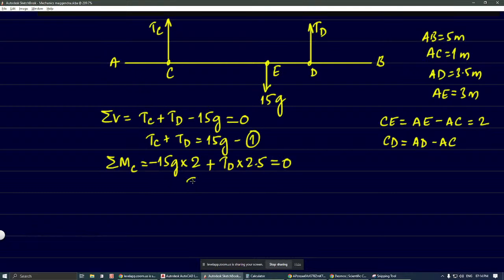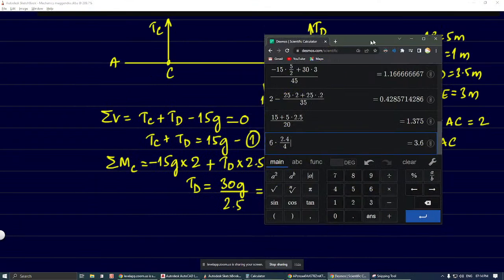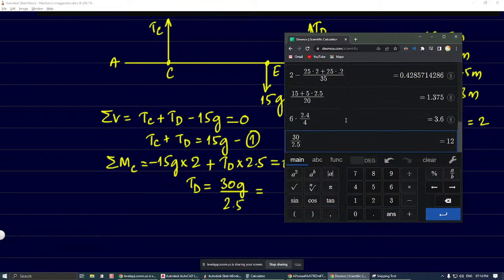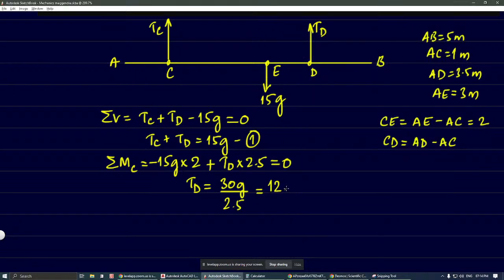So we have to find the value of TD. TD is 15 times 2, that is 30g. On the other side it becomes positive, divided by 2.5. So what do we get? 30 by 2.5 is 12. So I'll just write it in terms of g, 12g. Then TC will be 15g minus TD.